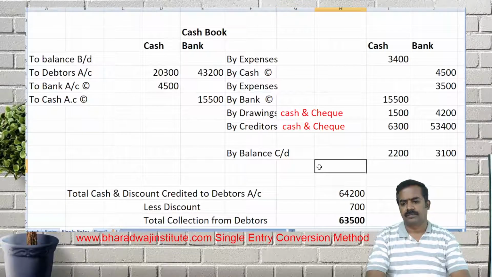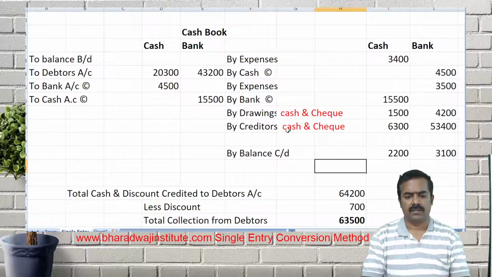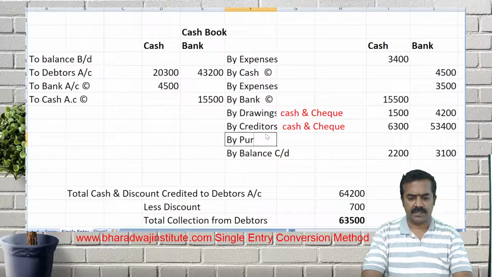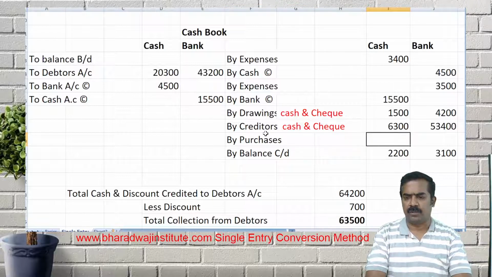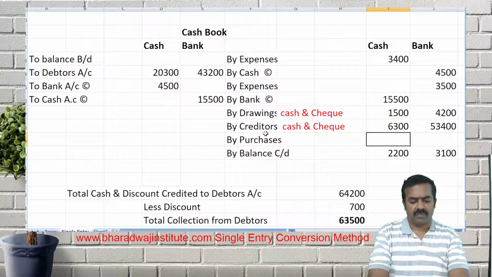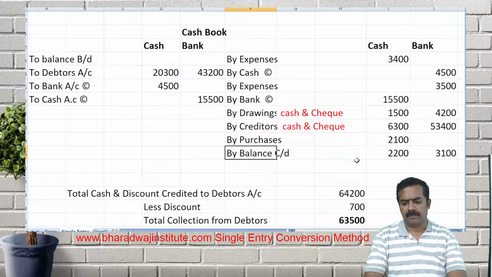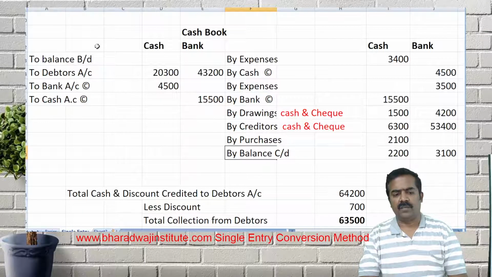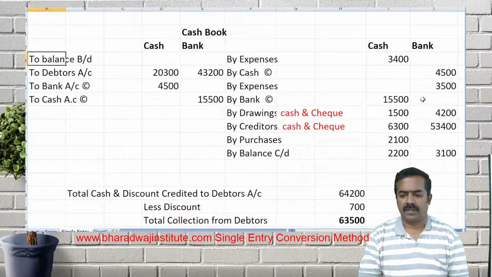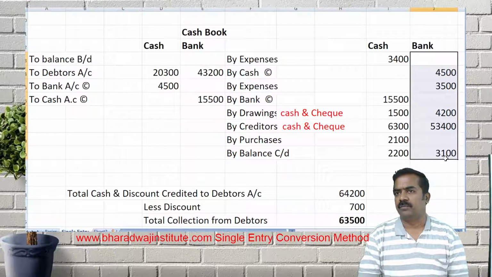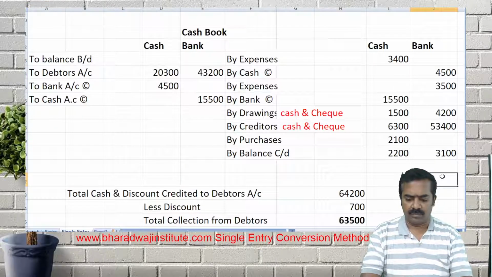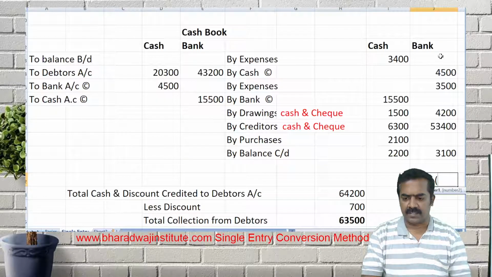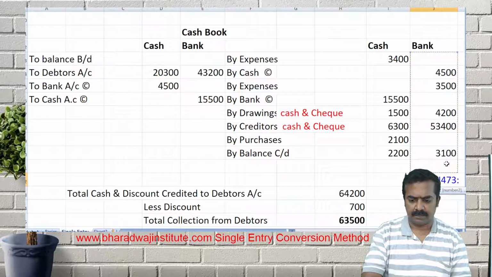Then, yes, it's cash purchase. By purchases. Purchases in cash, how much is there? 2,100 cash purchases. Have we recorded everything else? Now wait. First tally the bank column. First tally which column? Bank column. We'll get opening balance as a balancing figure. Total 68,700.